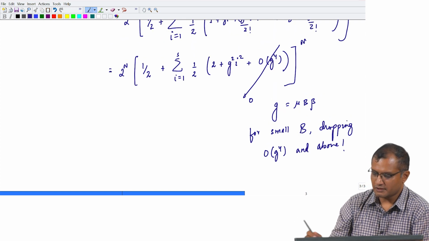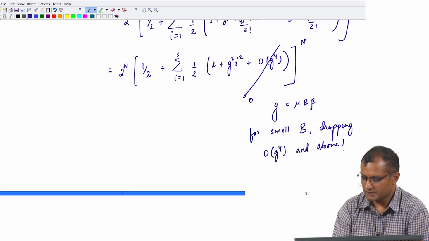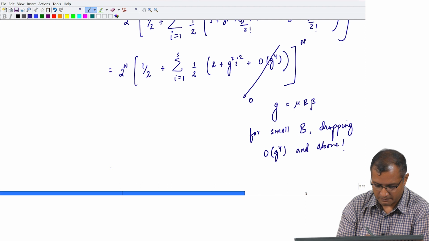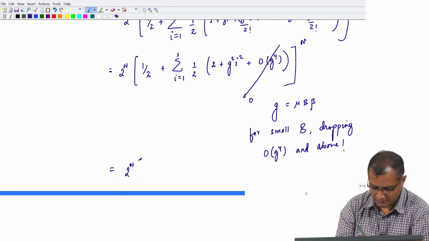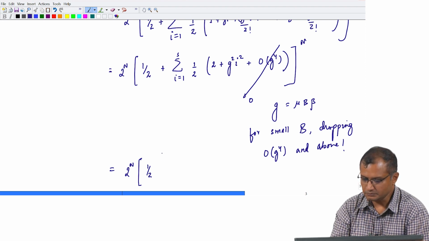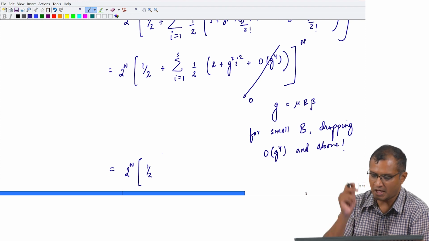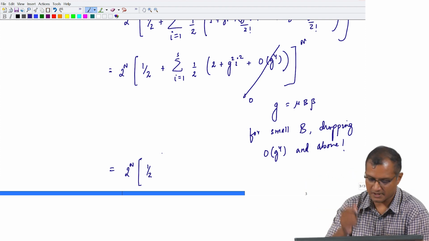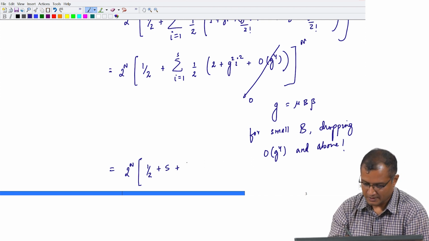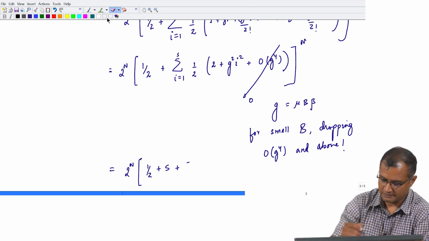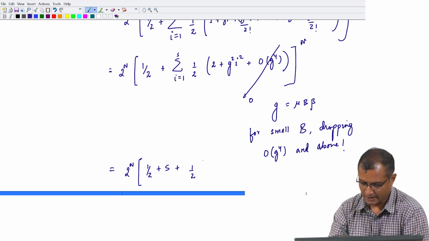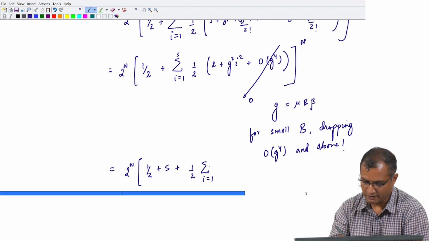So you can drop the terms of the order higher than 4, and then this summation becomes 1 by 2, so half into 2 is 1 and you are summing it s times, so it is just s, okay, plus I will take 1/2 outside and call this as summation i going from 1 to s.